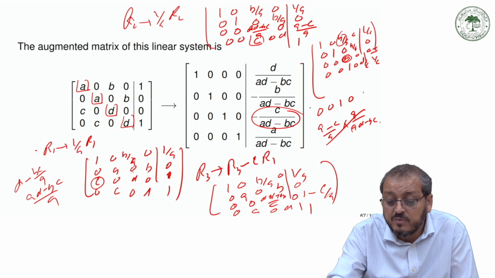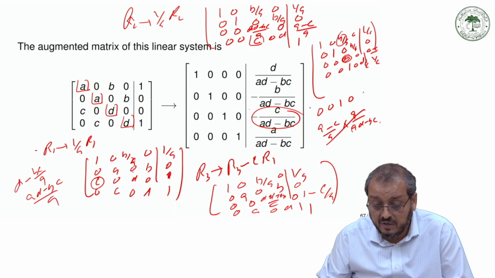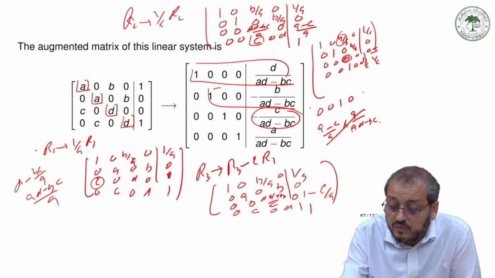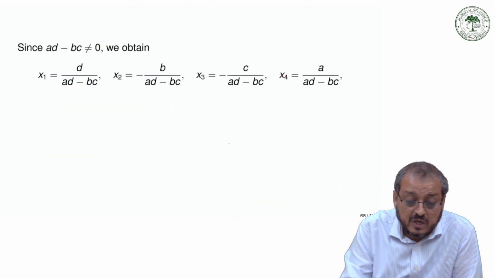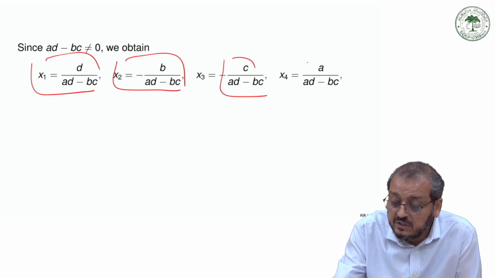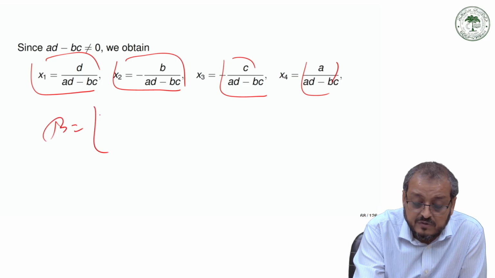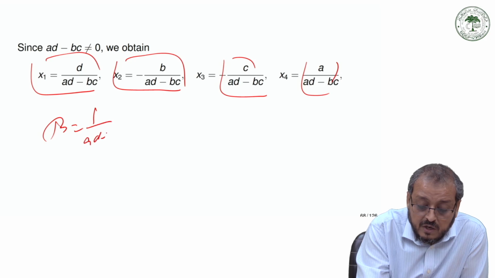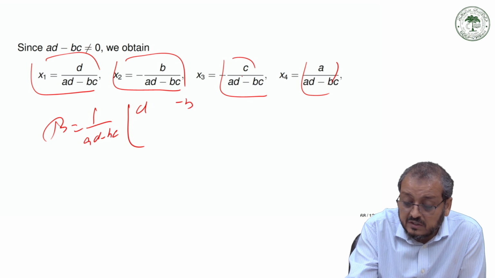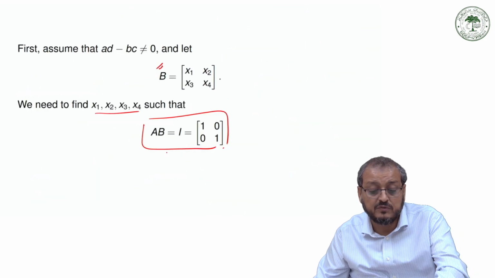After reducing this system of equations, we get our new system in this form. Now from here we can clearly say that x1 is equal to this, x2 is equal to this, x3 is equal to this. So x1 is equal to d upon (ad minus bc), x2 is equal to minus b upon (ad minus bc), and x3 is equal to minus c, and then you can write it in the form of a matrix. The factor 1 upon (ad minus bc) we take outside. Then x1 is equal to d, x2 is equal to minus b, x3 is equal to minus c, and x4 is equal to a. So we get whatever we wanted.